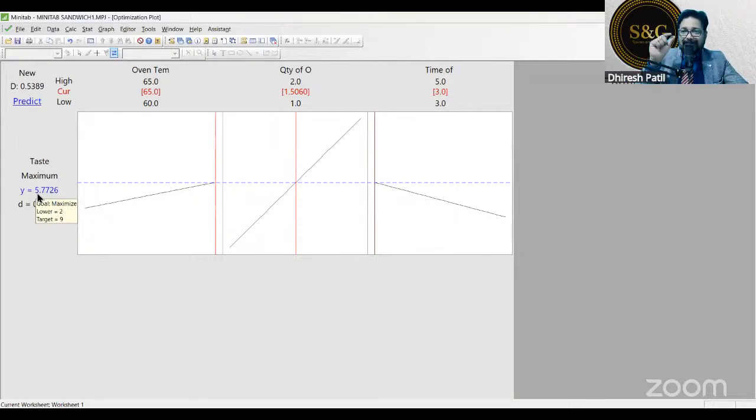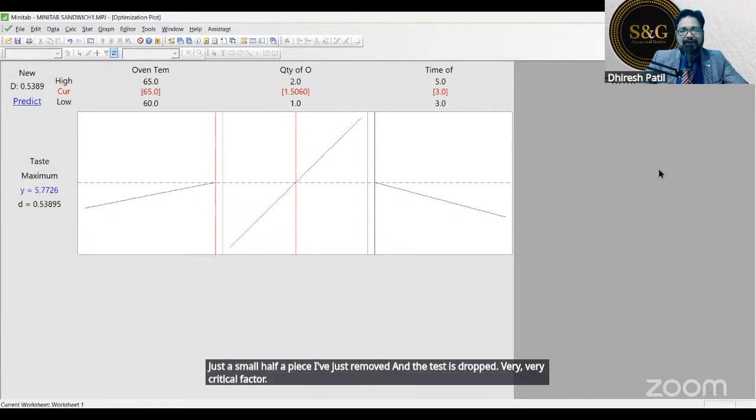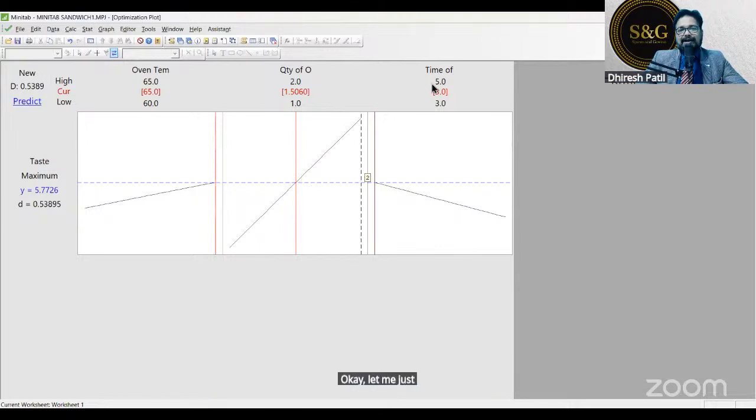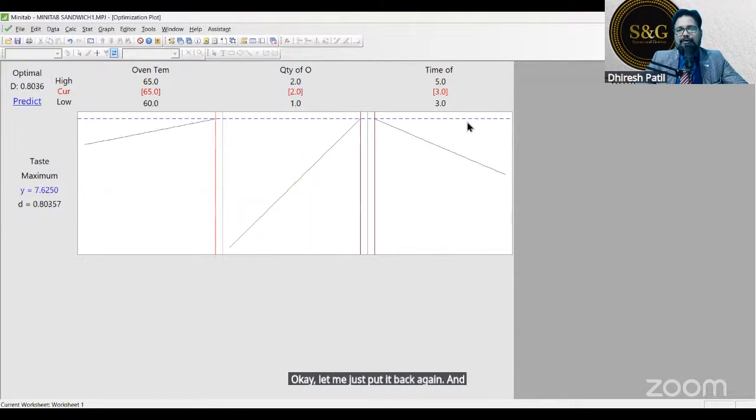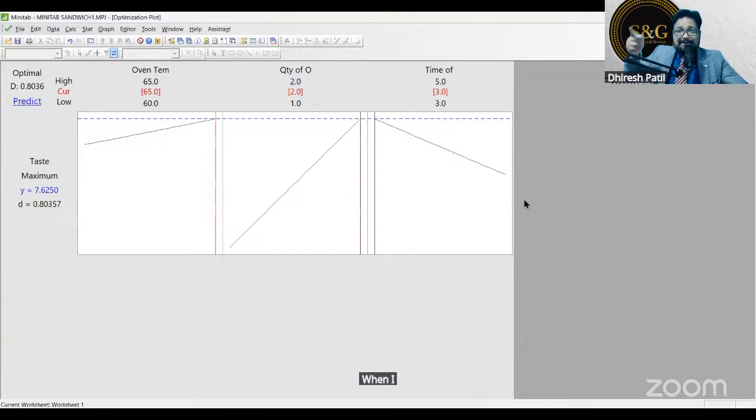Just a small half a piece I've just removed and the taste is dropped. Very, very critical factor. Yes or no? Okay, let me just put it back again and let me play with the time of cooking. The time of cooking has to be 3 minutes. Now the best setting is the 3 minutes. If I increase it, now this is a negative correlation. Can you see here? When I'm increasing the time of cooking, my taste is dropping. It is called negative correlation.